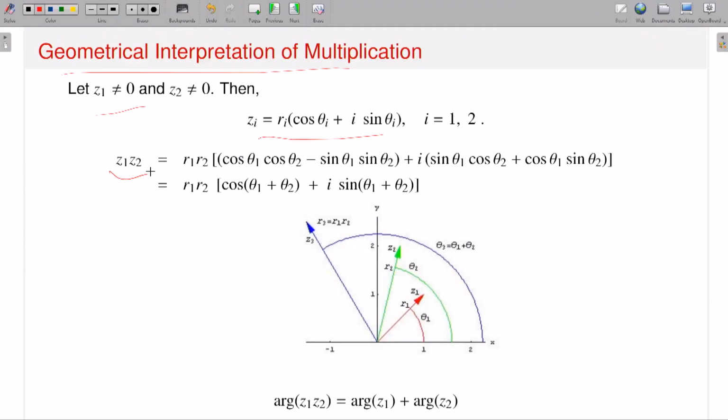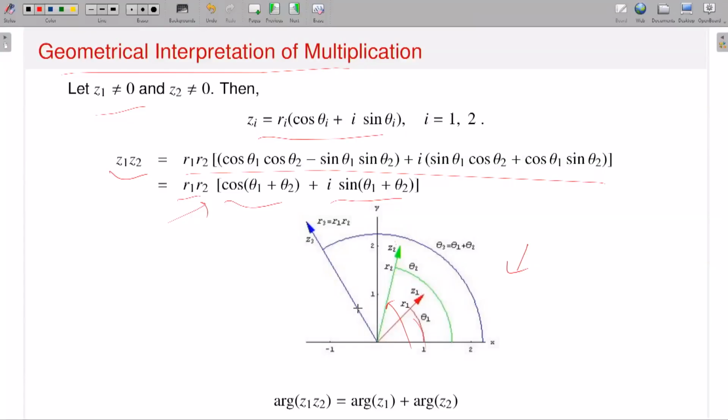Then what is Z1 times Z2? You just multiply it and use the trigonometric formulas for sine and cosine. It turns out to be R1 times R2, cosine theta 1 cosine theta 2 minus sine theta 1 sine theta 2. One can write this as cosine of theta 1 plus theta 2, and this is i sine of theta 1 plus theta 2. And if I draw a picture, this is my Z1 with angle theta 1, this is my Z2 with angle theta 2, then Z1 times Z2 is kind of magnifying.